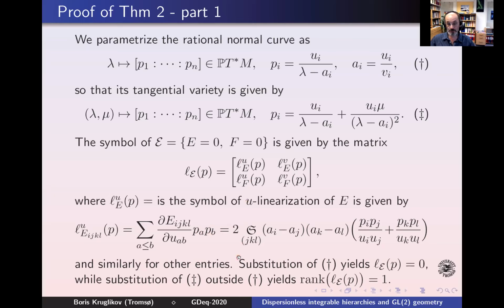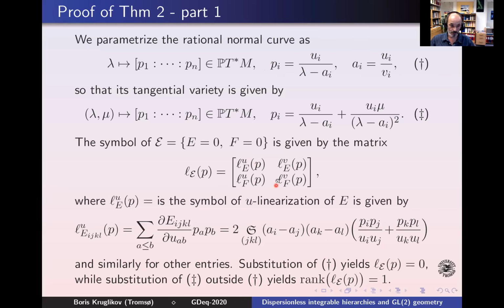So then I would like to see when this matrix actually drops in rank, right? So that's a matrix of size 2 times many, and many is the number of equations, 2 times n minus 2 choose 2. Okay, and so the first thing I note is the following. So if I take this rational normal curve, this P, and substitute it in here with those values, well, this is just for the top corner, but very similar for other things, then actually I get an identically zero matrix.